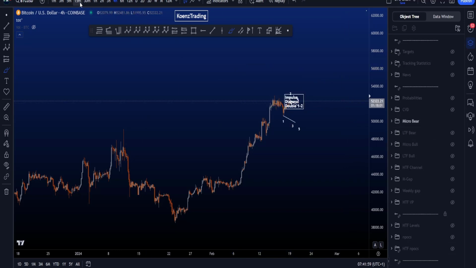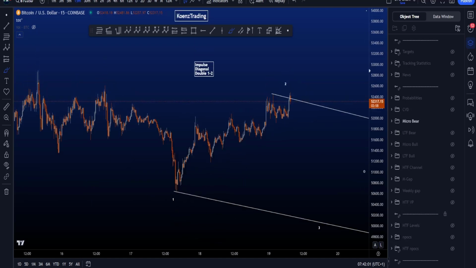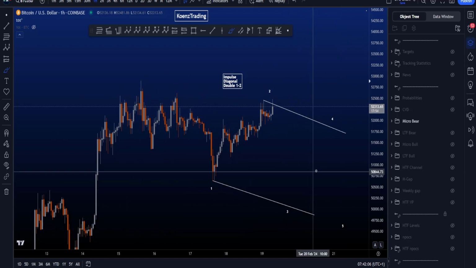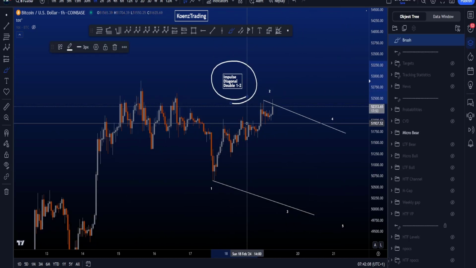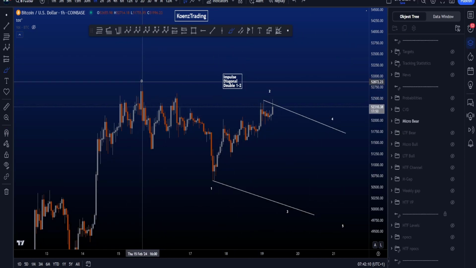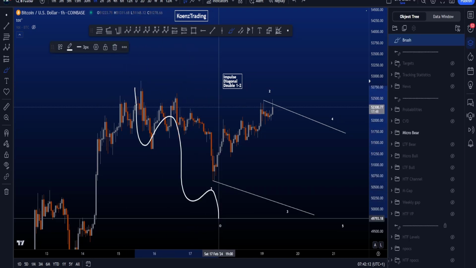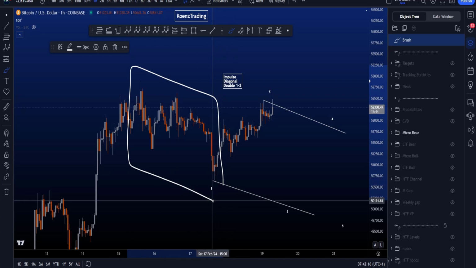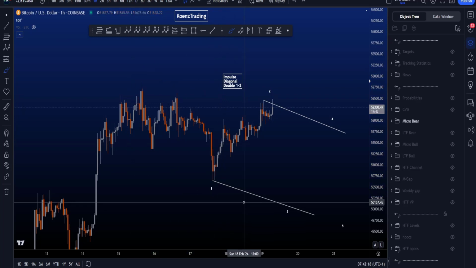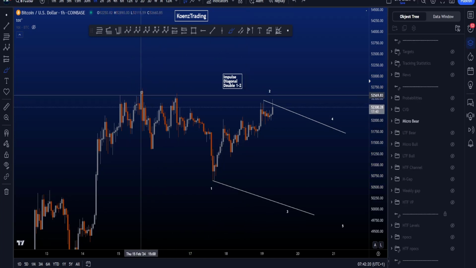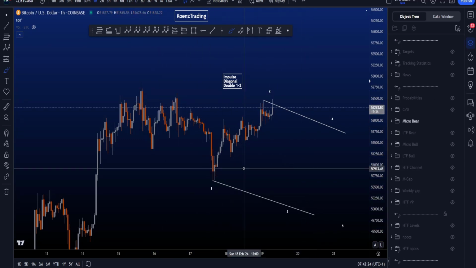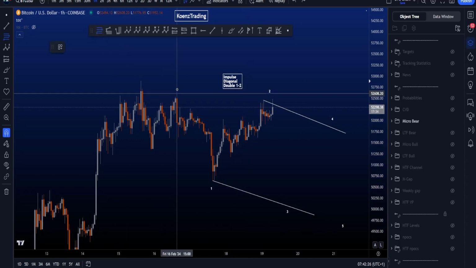On the micro, if wave C is already in, then we have to look for impulsive structures to the downside. In this scenario, we only have 3 potential options. We have an impulse to the downside, 1, 2, 3, 4, 5, but as you can see at the moment, that is very unlikely, as this looks very much like a 3-wave structure, not an impulsive structure. Then we have a double 1, 2, a wave 1, 2, 1, 2, and then continuation to the downside. But also here, that is very unlikely.